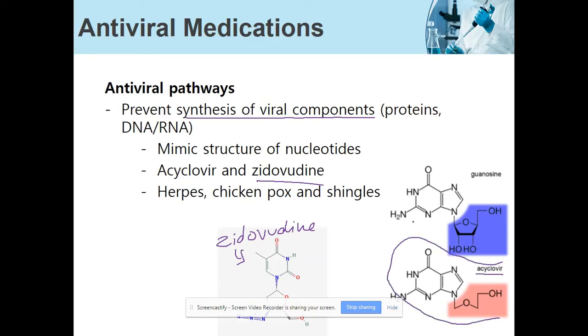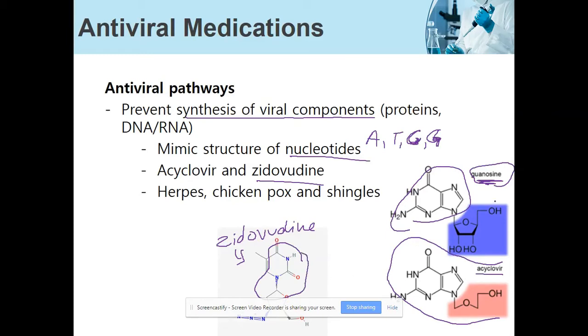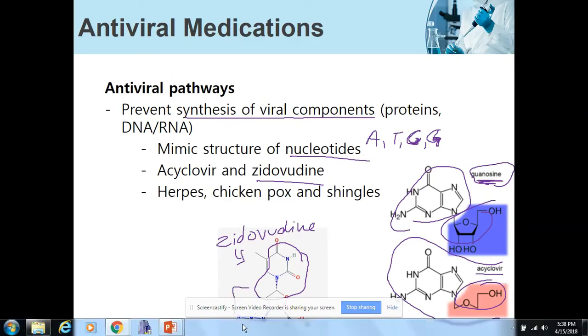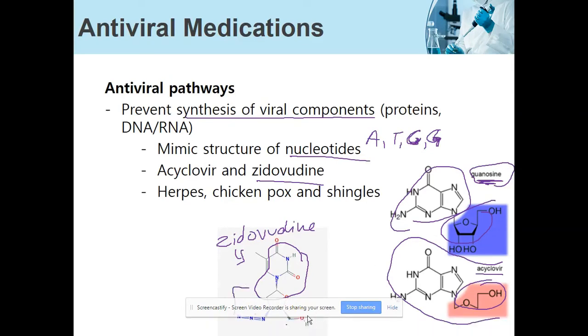And what these guys do is they look a whole lot like the components of DNA, the nucleotides. So we know that there are 4 nucleotides in DNA: adenine, thymine, cytosine, and guanine. That's a C. That's a G. And these two guys look a lot like guanosine. So you can see the similarities here. This one is not quite as similar. Some similarities here. This part's different. Acyclovir versus guanine. And then you can see this one is also different.